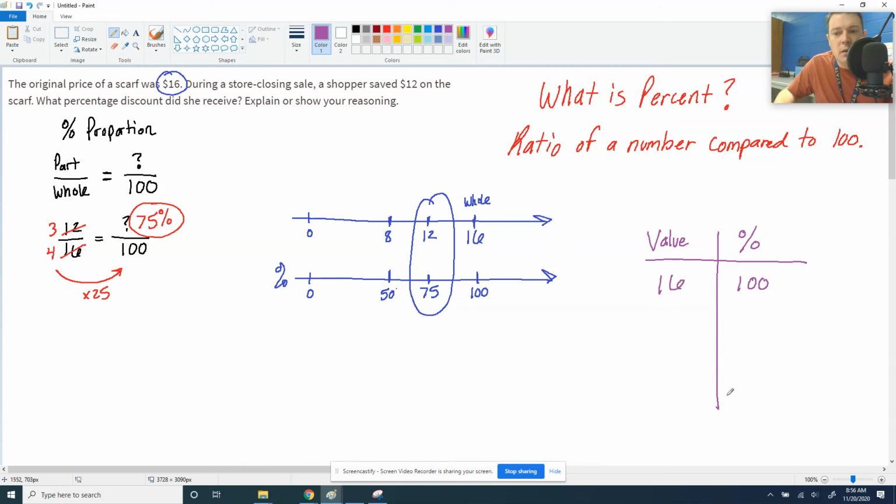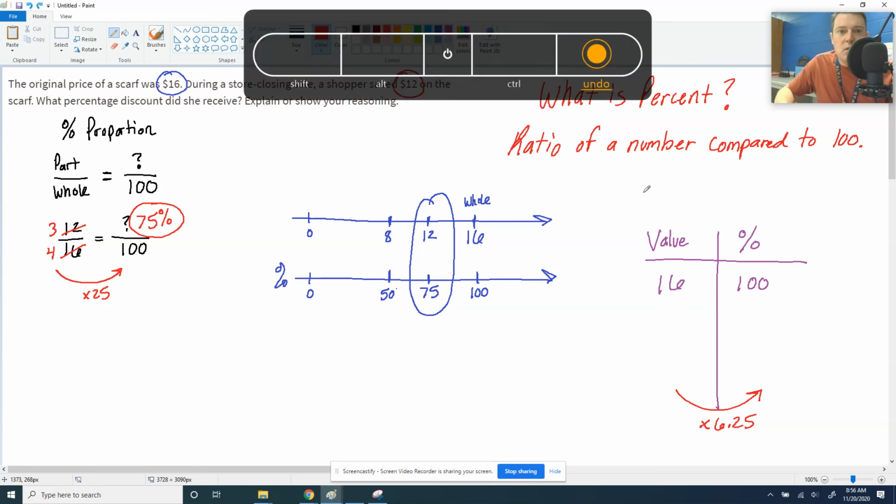And so if you have these two numbers in your table, what you can think is, okay, what's my constant of proportionality that gets me from one to the other? So you can do 100 and divide by 16 to see what that is. And that's 6.25. So you can multiply by 6.25 to get from one side to the other. That's your constant, right? And then they come along and they ask you, what's 12? What percentage is 12?